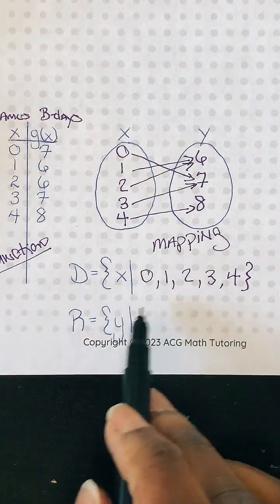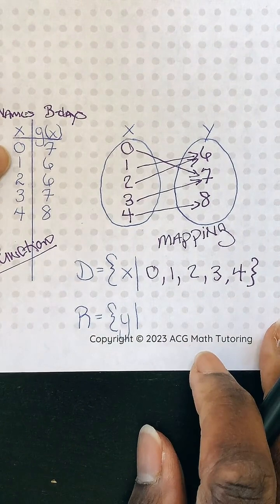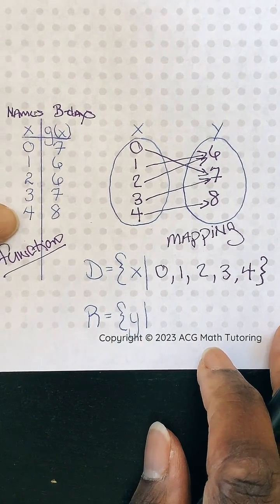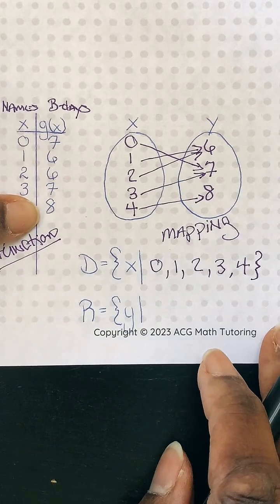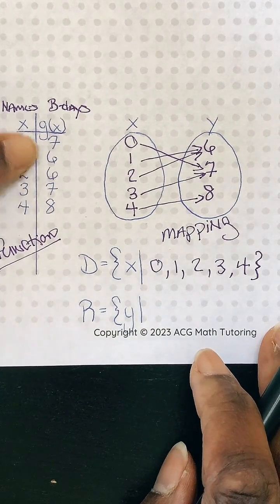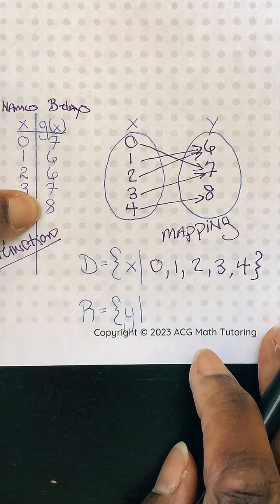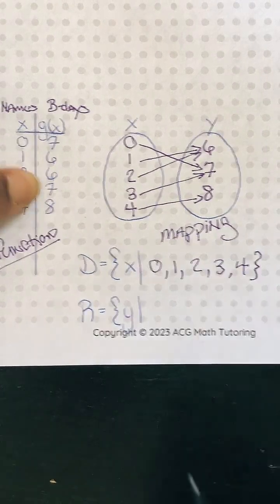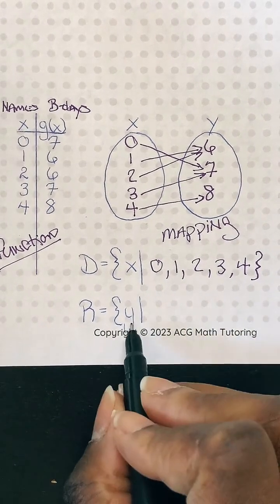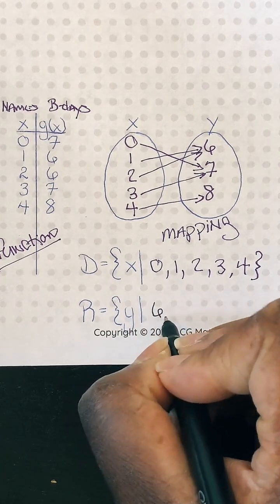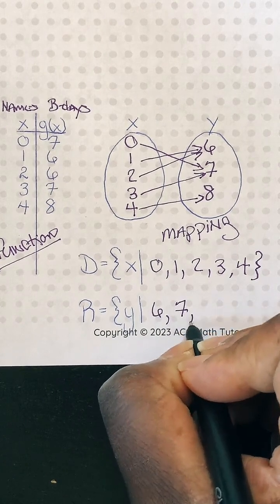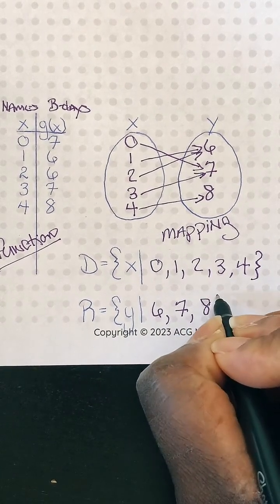So your domain is the list of your X values, of your input. Your range is the list of your Y values. And just like I said earlier, if they repeat, you don't have to write it more than once. So my Y values are going to be 6, 7, and 8.